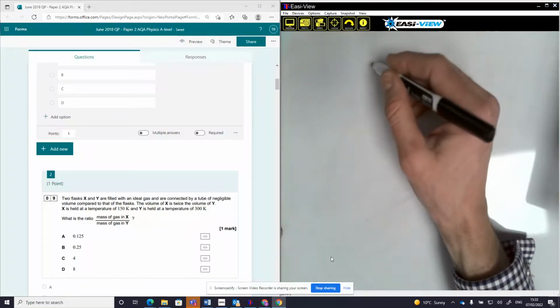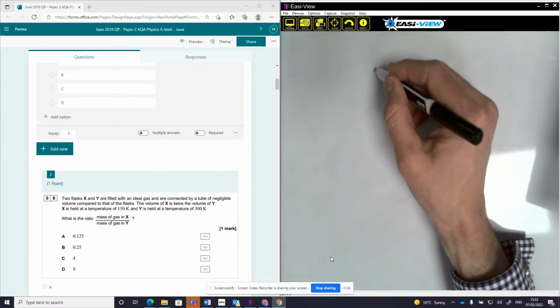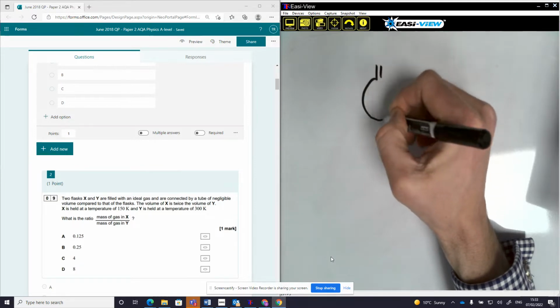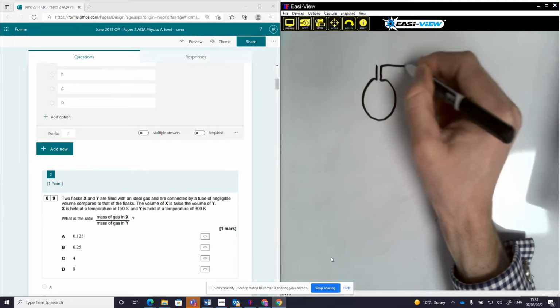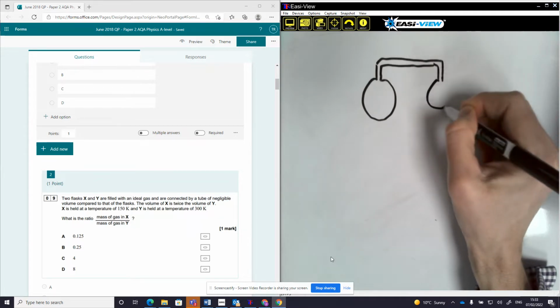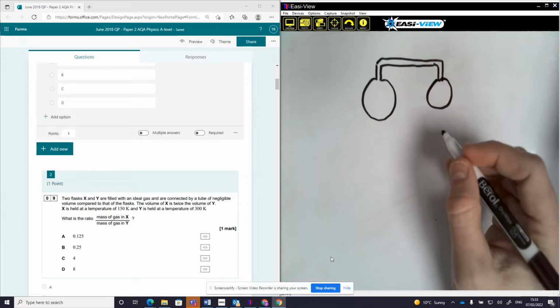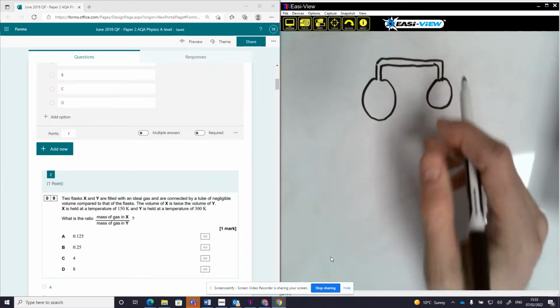Okay, so we're given this setup. I'm going to be talking about the ideal gas laws, and we're looking at two different gases. The two different gases are connected. Really, that doesn't matter. All that's telling us is that they must be at the same pressure, so the pressures must be equal. We're required to infer that because they're connected, the pressures must be the same.